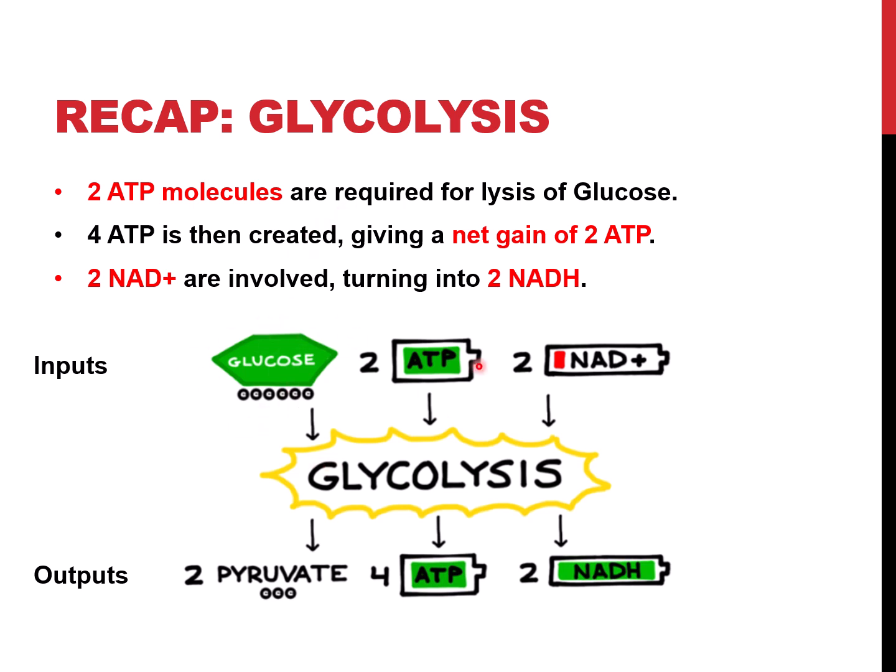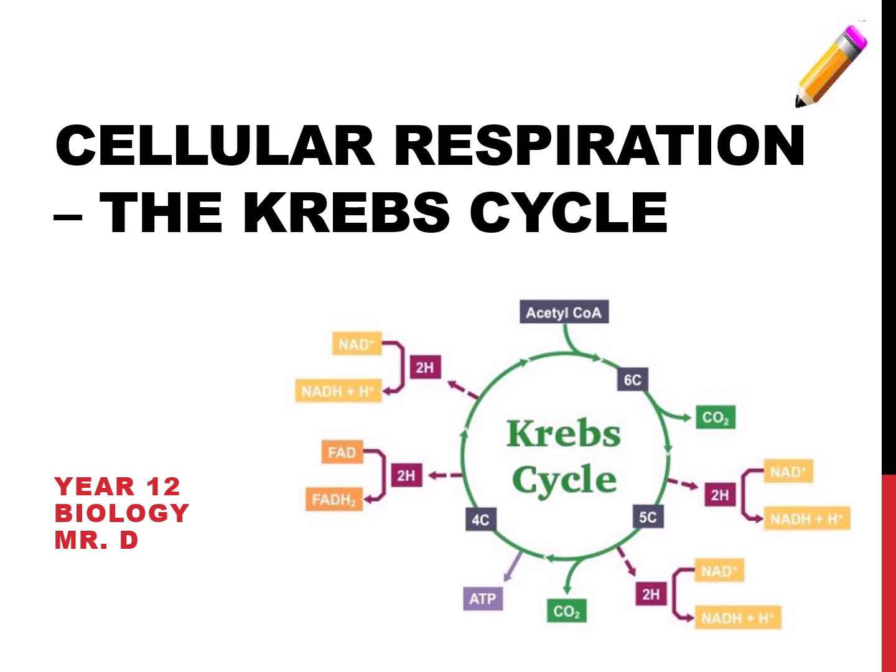Again, our inputs and outputs here. Inputs: glucose, 2 ATP, 2 of the coenzyme NAD plus. Outputs: 2 pyruvate, so splitting that glucose, 4 ATP, making 2 net gained ATP because minus 2 plus 4, and then 2 NADH coenzyme. We're looking at the Krebs cycle now. Essentially we're making more coenzymes so that the electron transport chain can work effectively.